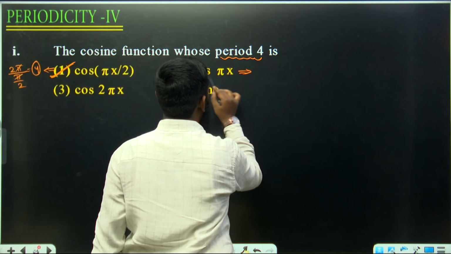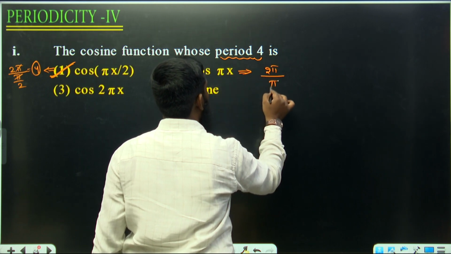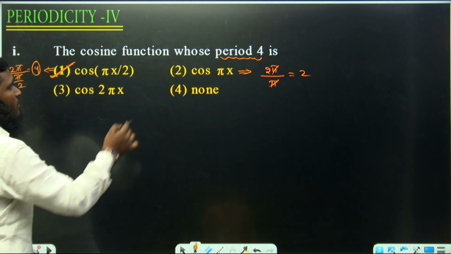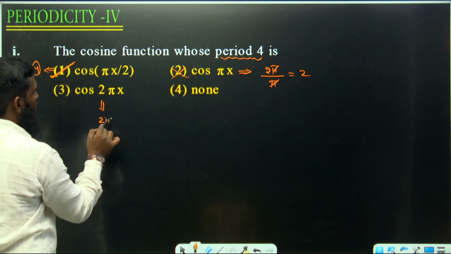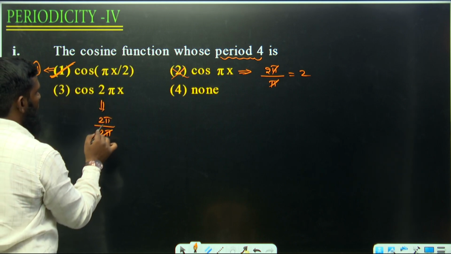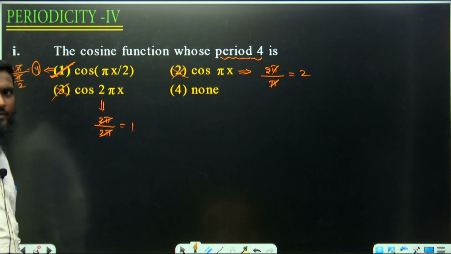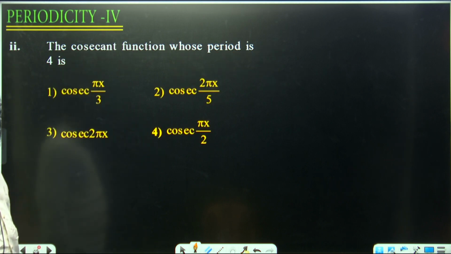If you are going for this part, the cos function, we are having 2 pi divided by what we are having, pi gets cancelled. What is the answer? 2, but period 4 is given over there. Okay, so the second option is wrong. Now the third option: 2 pi divided by 2 pi, 2 pi cancels. What is the answer? 1, but period 4 is given. Option 3 is also wrong. Okay, so which option is correct? Option 1. Like this we have to solve these questions.